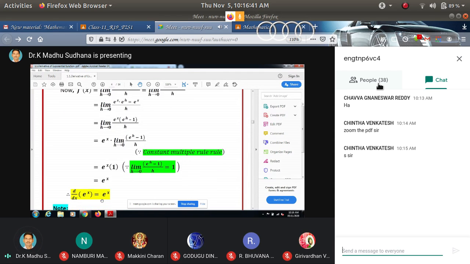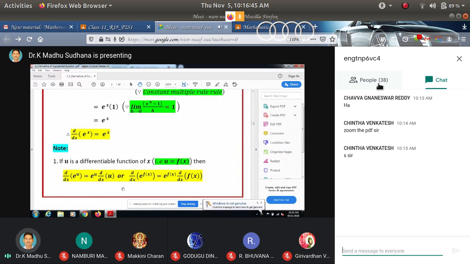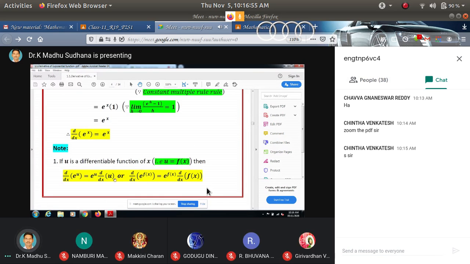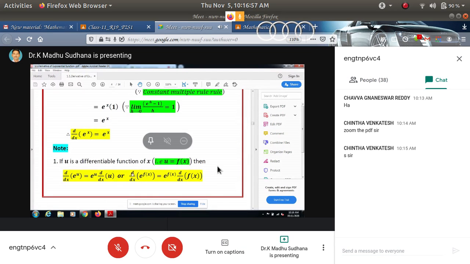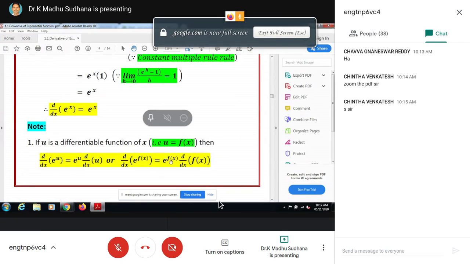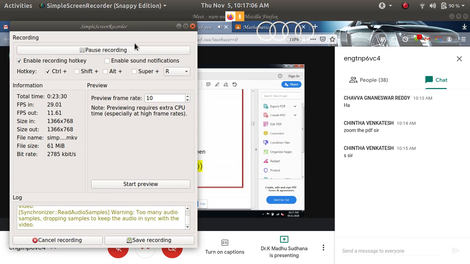Then, next one: if u is a differentiable function, like the chain rule, here can you use the chain rule form? Is u equal to f of x? What do you say here? d by dx of e power u equals e power u into d by dx of u, or d by dx of e power f of x equals e power f of x into d by dx of f of x. So, let us see an example. It comes clearly.